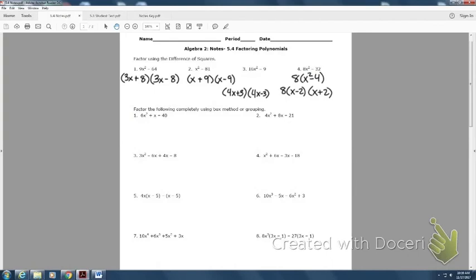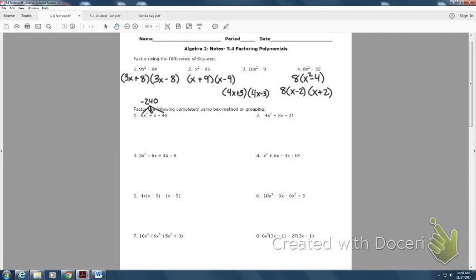Okay. So going to number 1. Alright, 1 and 2, we're going to do box method. So the first thing I need to do is I'm going to do 6 times negative 40. What is 6 times negative 40? Negative 240. I need to find the factors of negative 240 that add up to positive 1. Alright, and I'm going to show you a little trick to do this, because the list of factors of negative 240 is going to be an extremely long list.